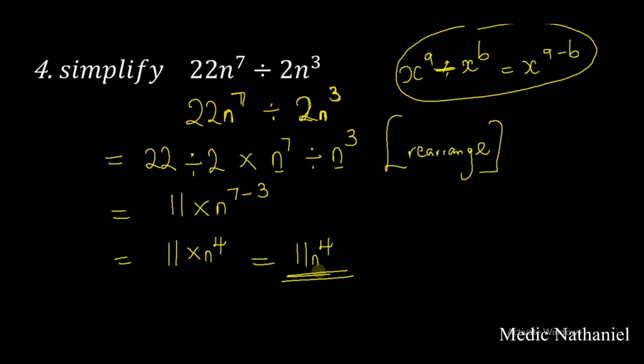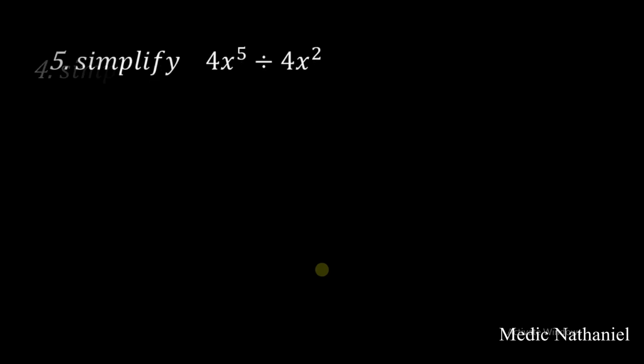Example 5 as well is very much like example 4. I mean, they are the same thing. Here we have 4x raised to the power of 5 divided by 4x raised to the power of 2. So the first thing you want to do is identify the number and the index number.